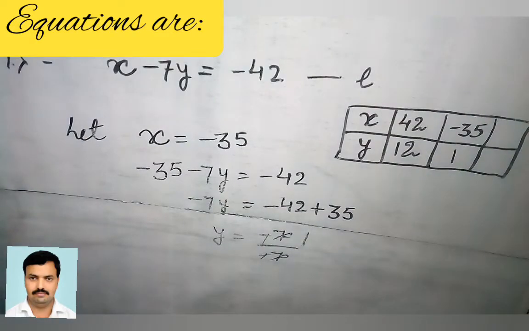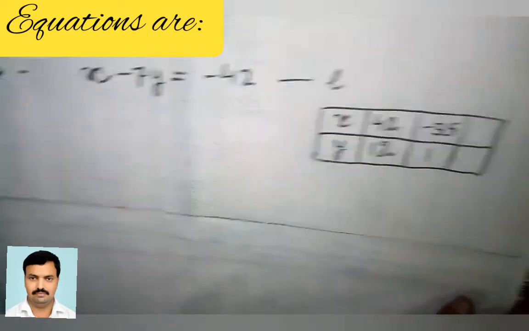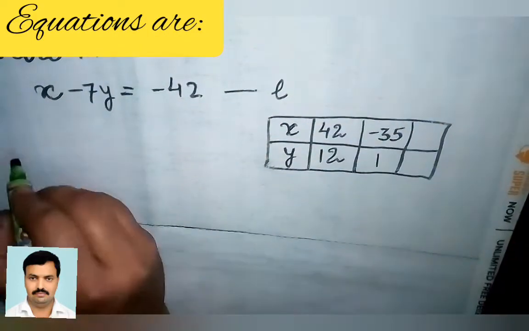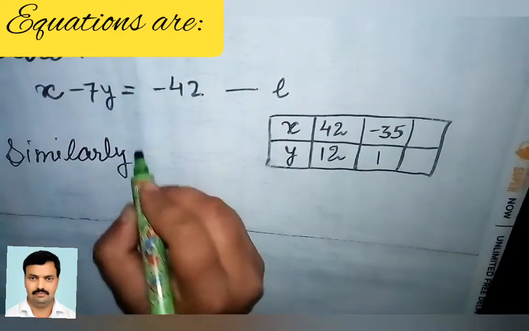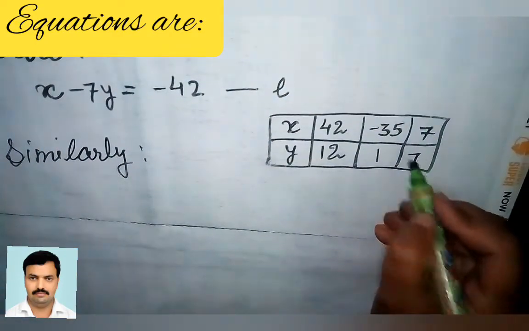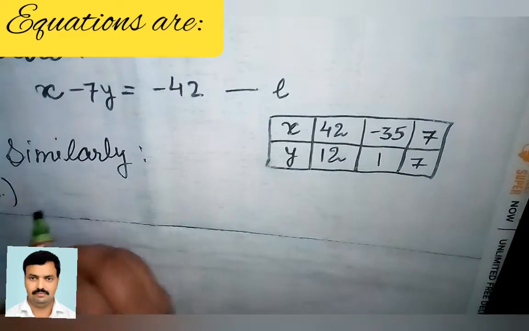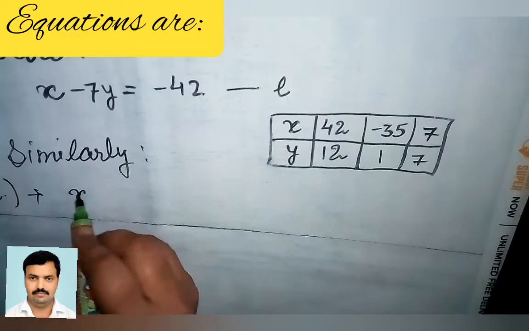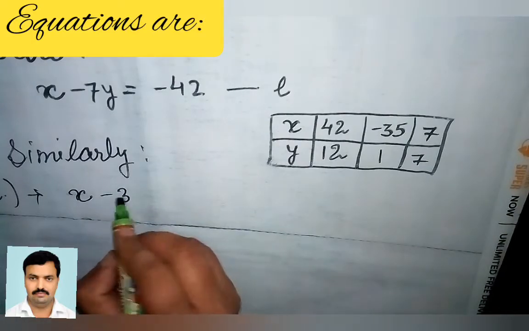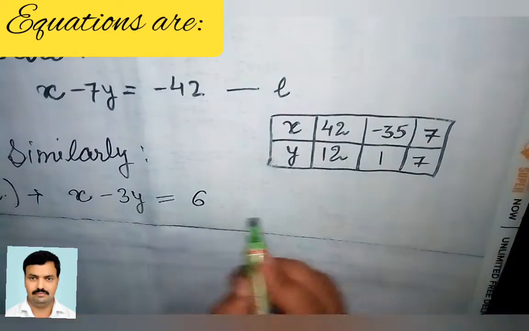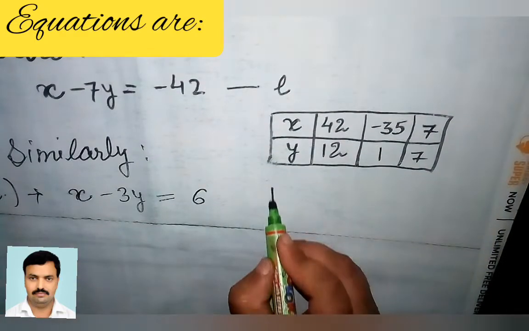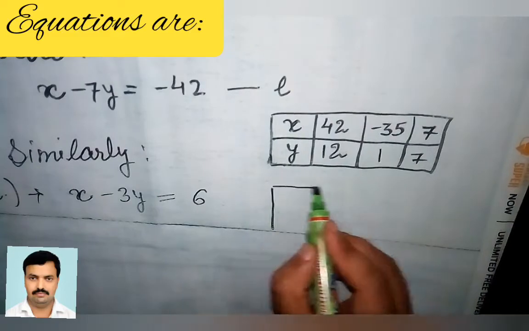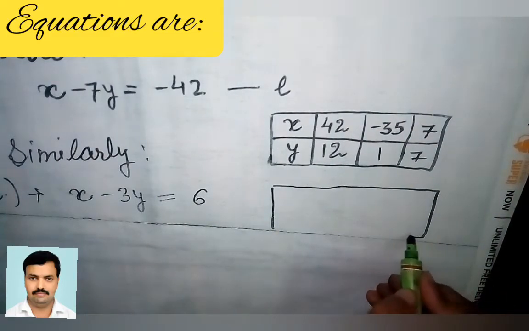In the same way, if we suppose x equals 7, you have to follow the same steps. So similarly, if x equals 7, y will be 7. Now in the same way we have to find the solutions for our second equation, x minus 3y equals 6. Let us call it M, and let us write down the solution table.